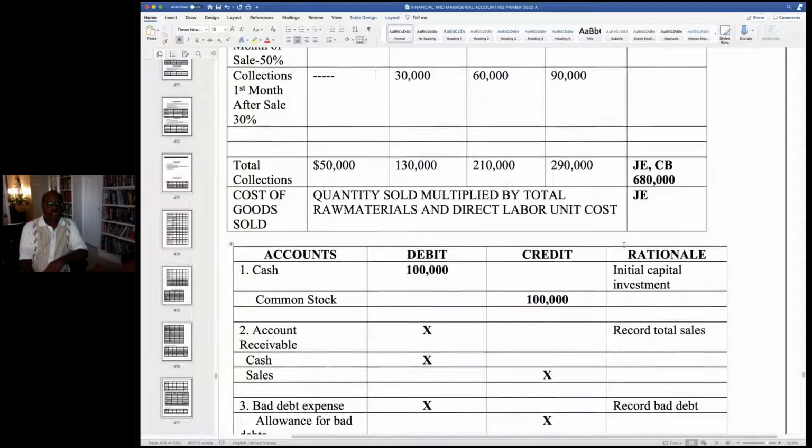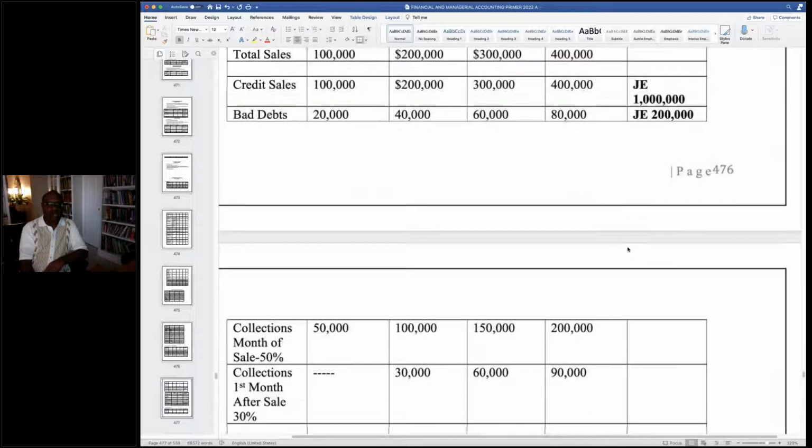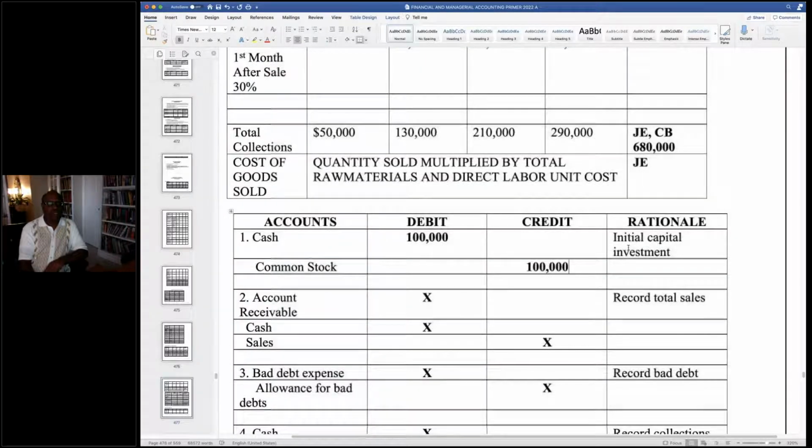All of our sales were credit sales. The total was how much, Charles, if you remember? For the total sales? Why you put me on the spot? Early Alzheimer's. For the first year. It's 1 million. So we're simply going down the total column, okay? So our journal entries are coming from the total column.